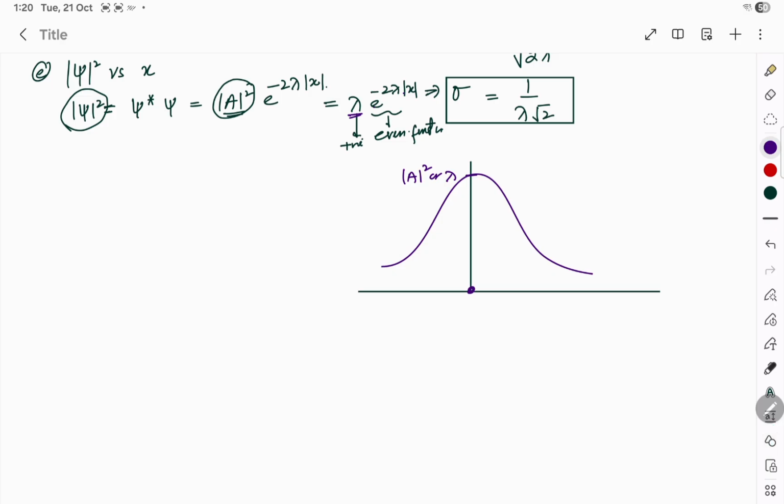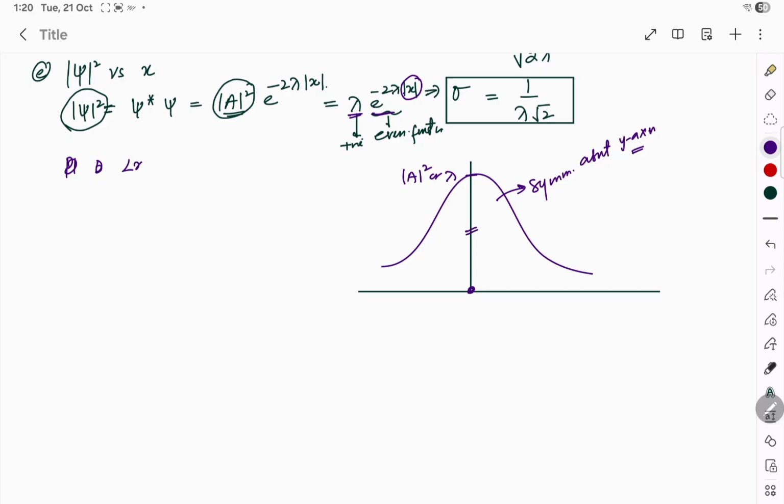Why is it symmetric about the y-axis? Again, this is an even function. Mod of x is x when x is greater than 0, and it's minus x when x is less than 0. In both ways, when we increase x on the right side or the left side, that would decrease the value on both. So the plot would be symmetric about the y-axis.